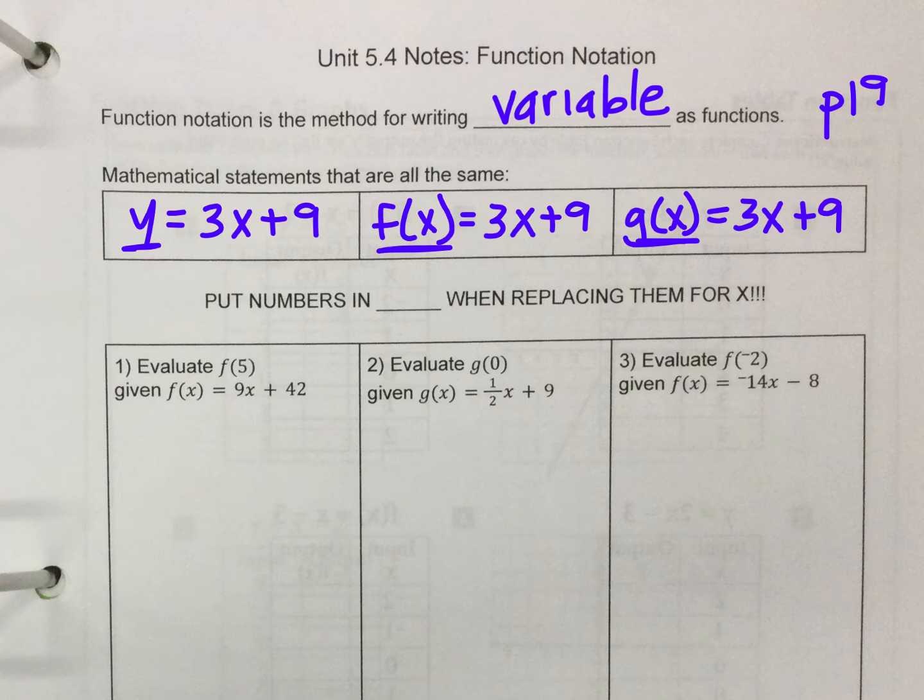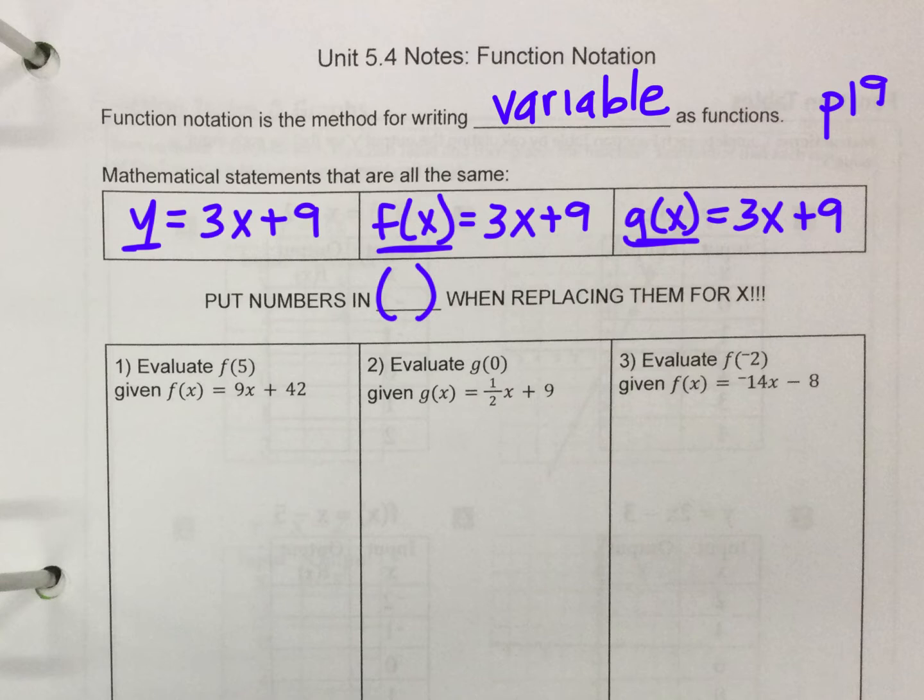So, when we are doing function notation, we always put the number in parentheses when we're replacing them for x. Most of the time you would be okay if you forgot, but sometimes it will totally screw you up if you don't put parentheses when you're dealing with negatives. So I recommend just doing it all the time.